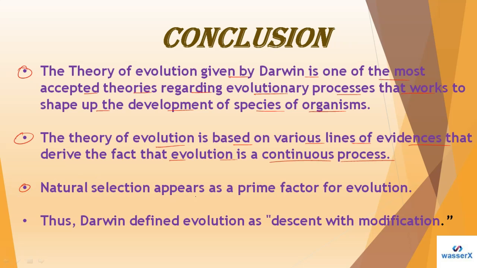Natural selection appears as a prime factor of evolution. On the basis of Darwin's theory of evolution, he said natural selection appears as the prime factor. Now we have the next point: thus Darwin defined evolution as descent with modification, of course. There is a descent, and we come from a common ancestor, but there are modifications on and on.